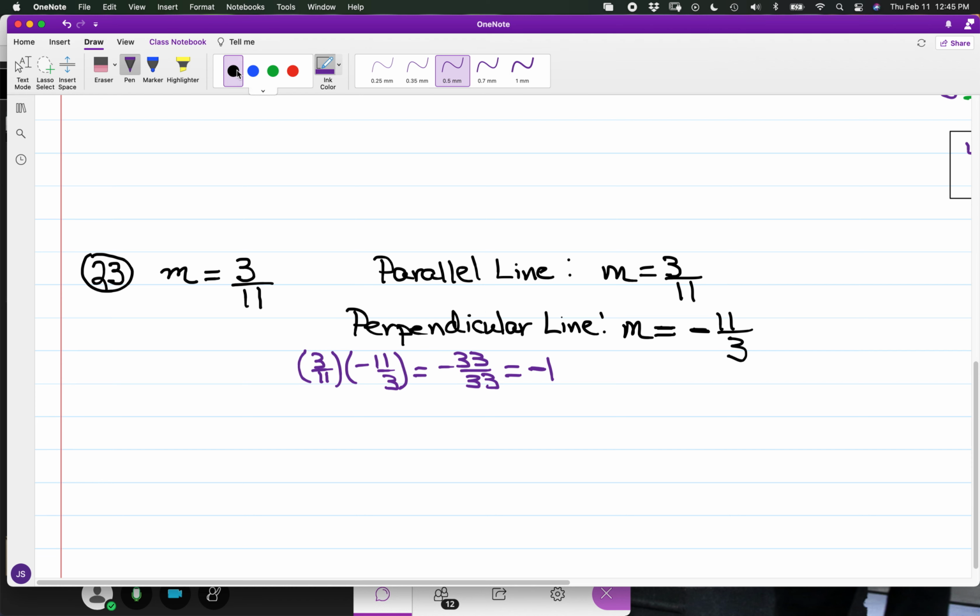And for what we have in the case of number 26, we have the given slope at -10.